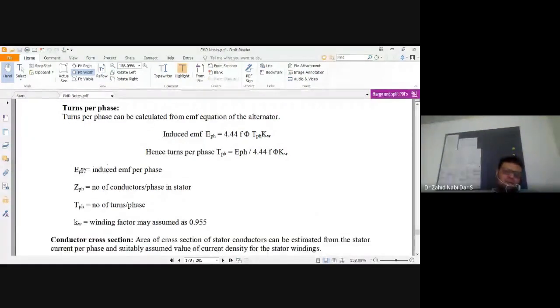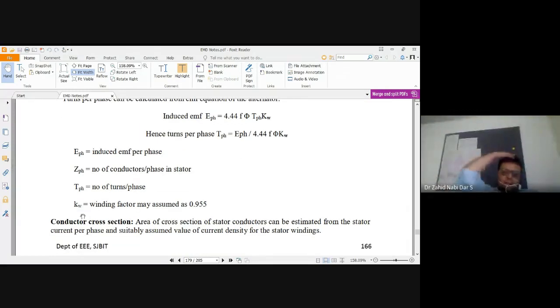So these are the values you can see. E phase is the induced EMF per phase, Z phase is the number of conductors per phase in the stator, and T phase is the number of turns per phase. Kw is the winding factor. As I've told you, it is assumed as 0.955 if it is not given. If other values are given, like Kp, Kd, or an angle value, then you can calculate it also.